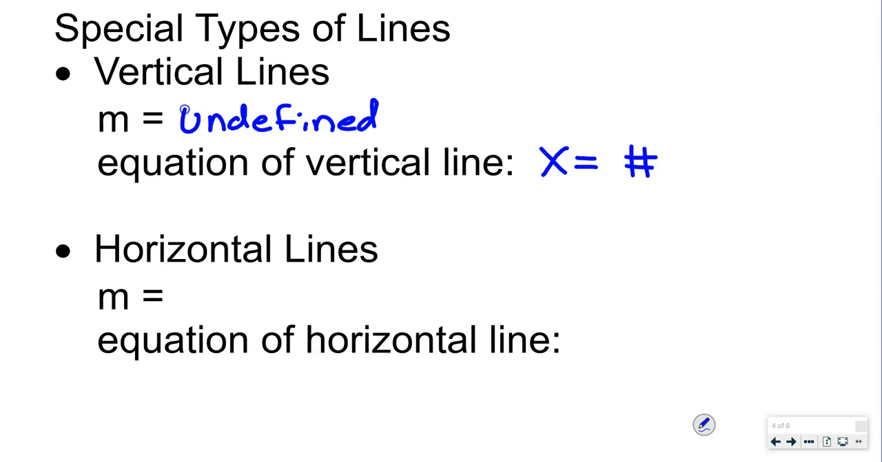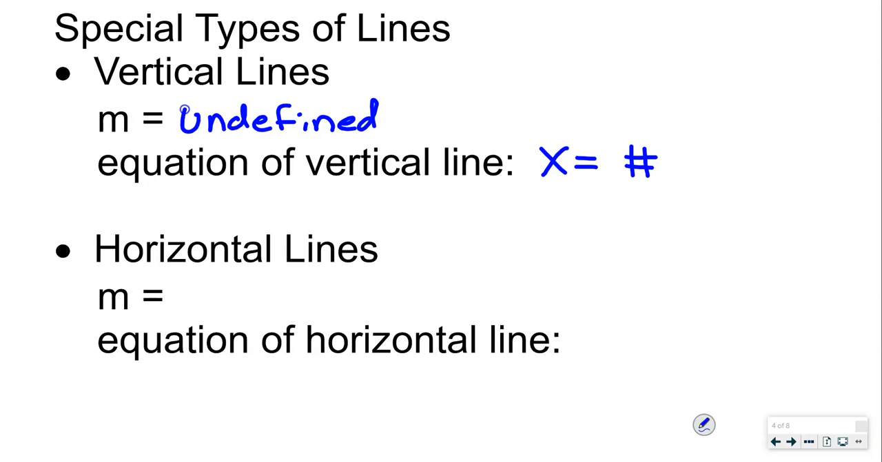Since it's a vertical line, it's going to cross through the x-axis. It'll never cross through the y. It'll only cross through the x-axis, and it will cross through at some point. So maybe it crosses through the x-axis at positive 2, so x would equal 2. Just goes on up and down forever at x equals 2.